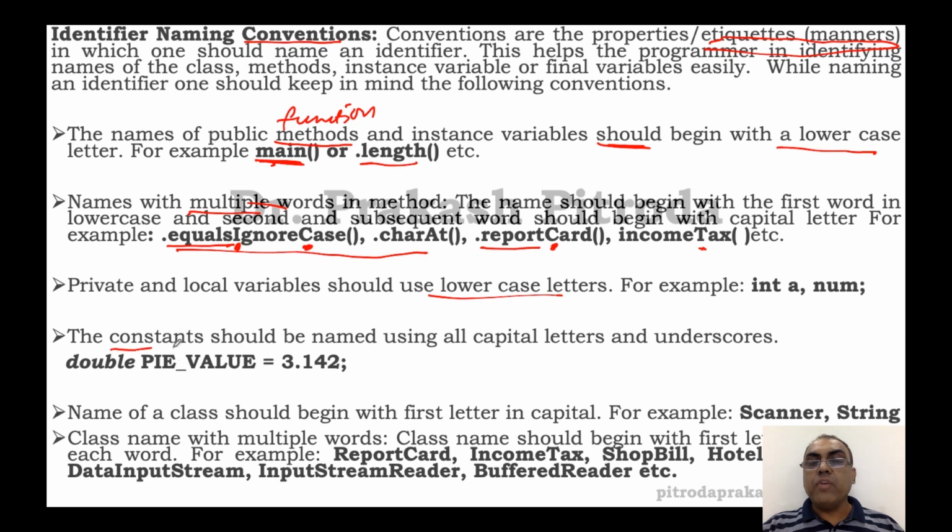Any variable whose value should be constant. It means I don't want to change this value. It will remain the same throughout the year. Then I should write it as a combination of capitals as well as an underscore.